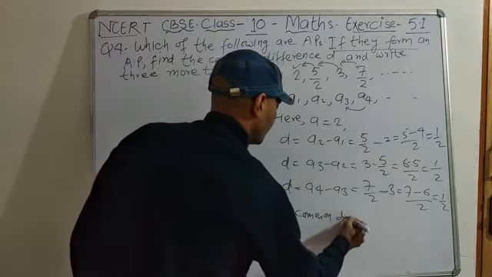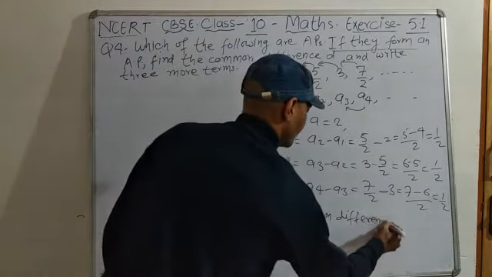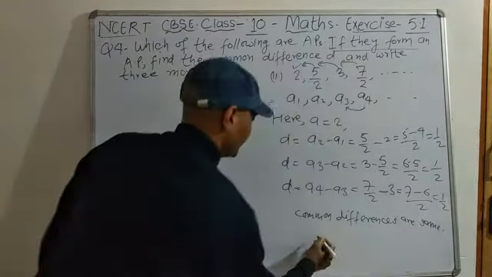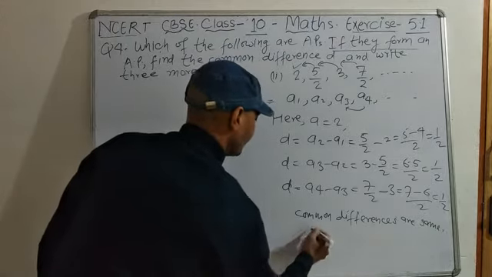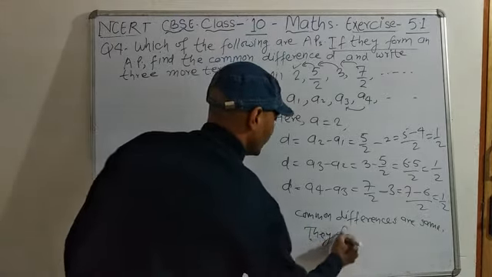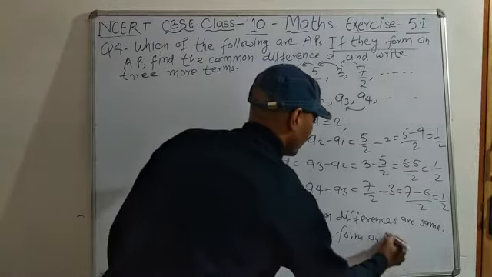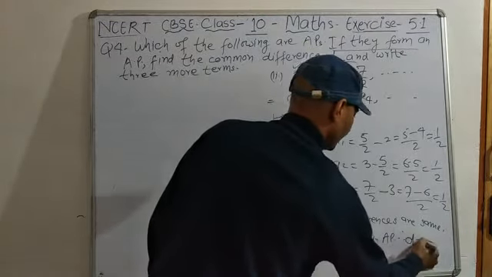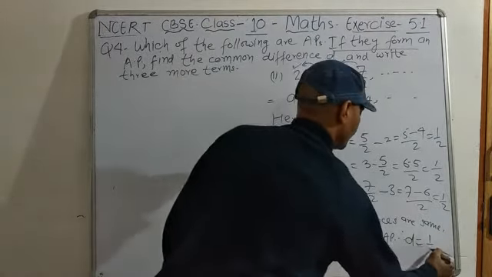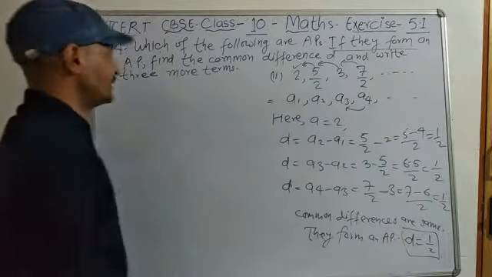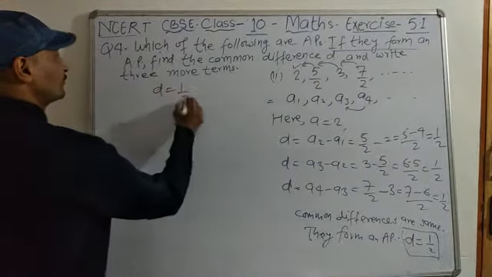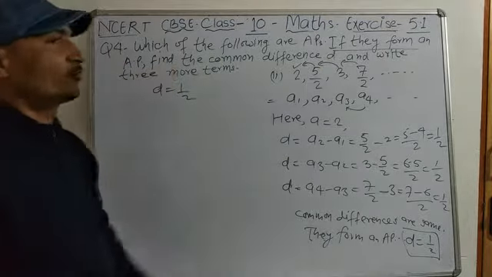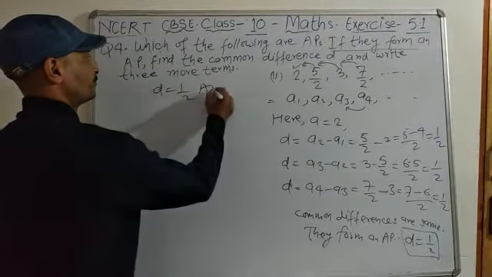So here common differences are all same, that means they form AP, therefore D equal to 1 by 2. Common difference is getting, D is getting 1 by 2. So our question is, if they form an AP, find the common difference. So it is answer common difference.